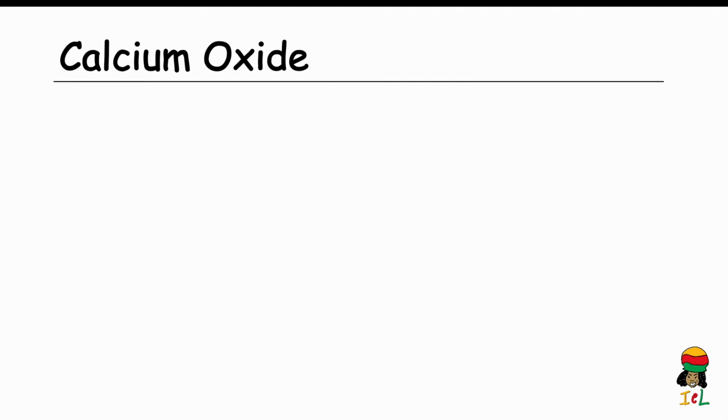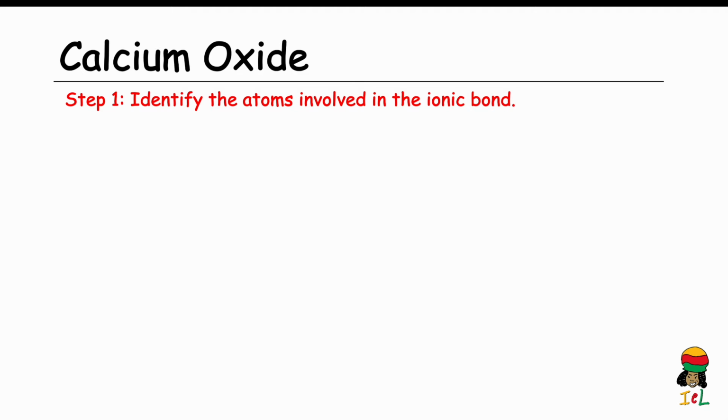The second example is calcium oxide. We start with identifying the atoms involved in the ionic bond. The metal, which is always stated first in the name of the ionic compound, in this case is calcium. The nonmetal is oxygen. The oxide ion comes from the atom oxygen.